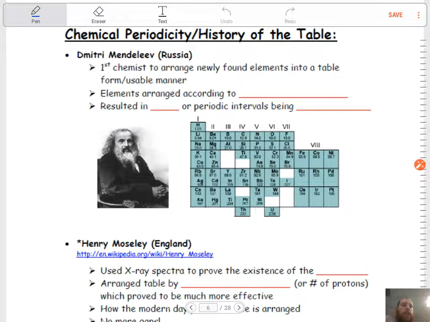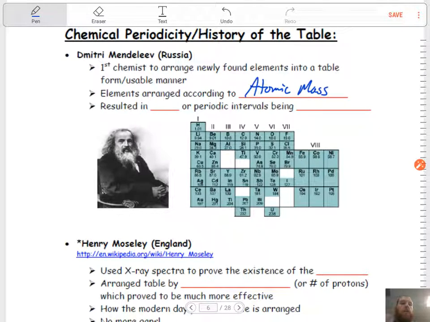So let's talk about chemical periodicity, the history of the periodic table. The first guy to start putting things together towards what our modern day periodic table looks like was a guy by the name of Dmitri Mendeleev. Hence, who told the elements where to go? Mendeleev. Make sure you know that. He's the first chemist, like I said, to arrange those newly found elements in a usable manner. The elements were arranged in his first one according to atomic mass.